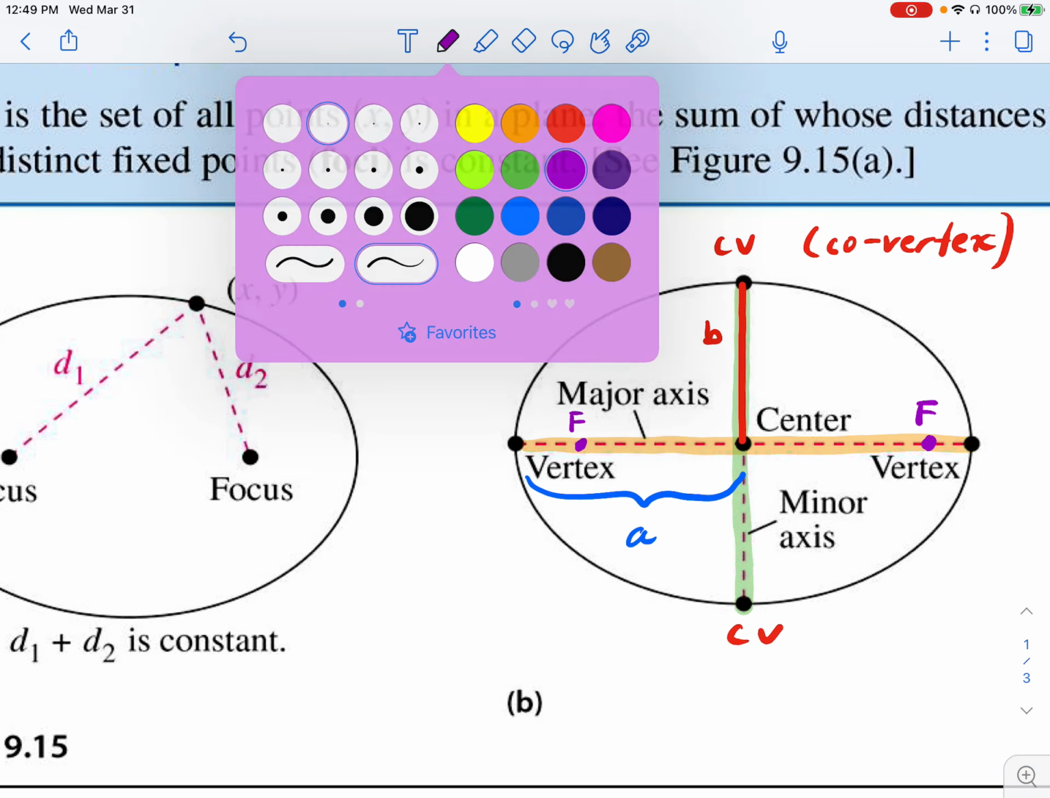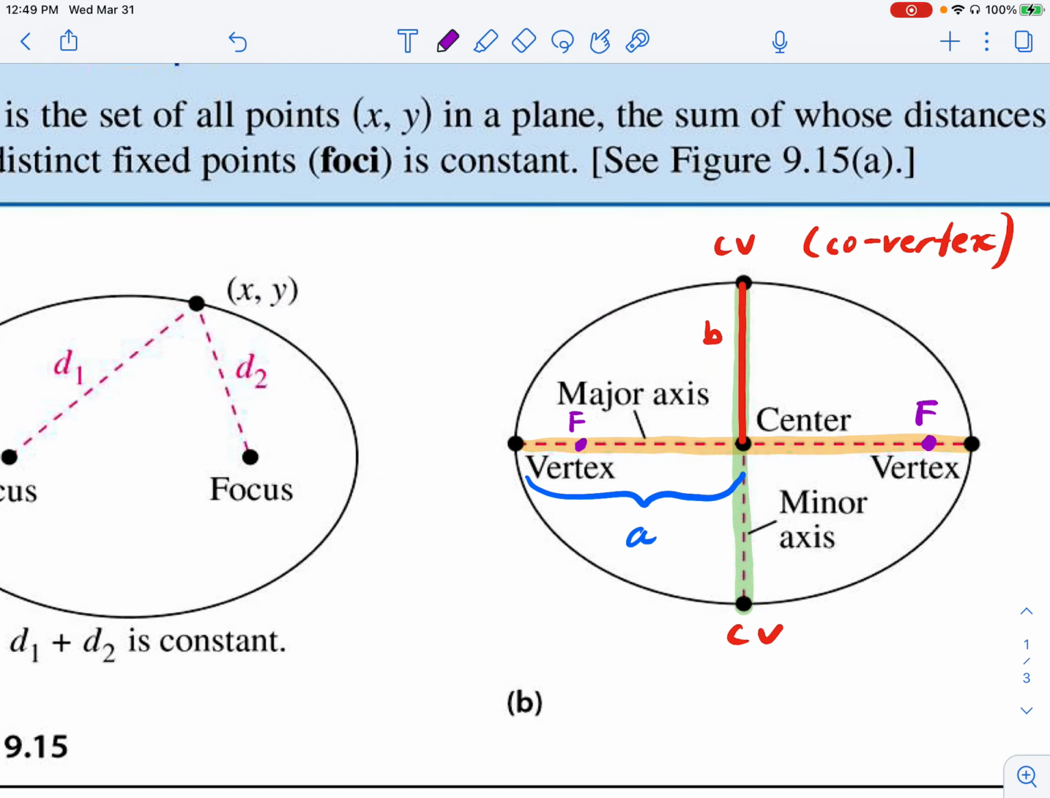And then finally, the distance from our center to one of our foci here, the textbook uses the variable c to describe this, but I actually like to use a lowercase f because it helps me see that it's the distance from the center to one of my foci. Now, there is a relationship here between A, B, and F. Well, what is that relationship?